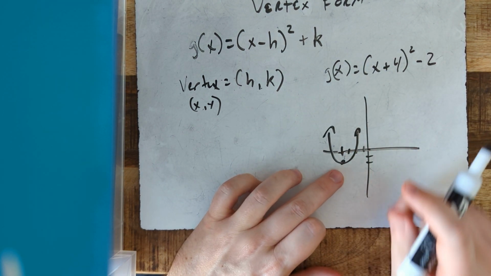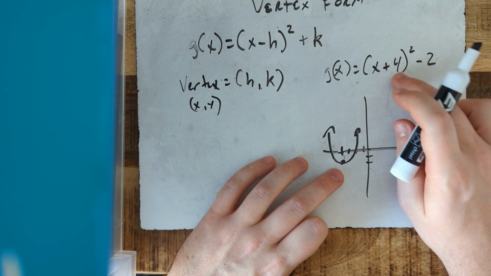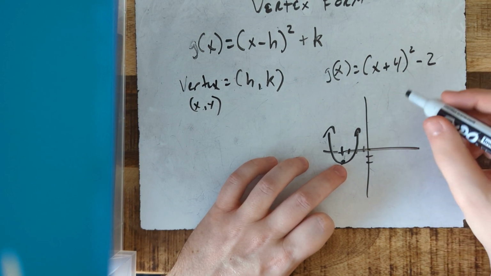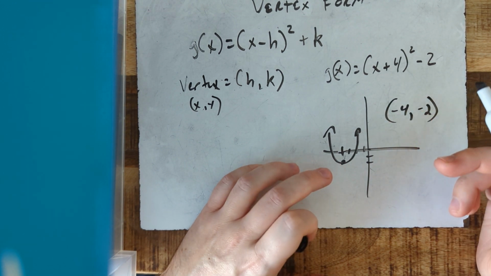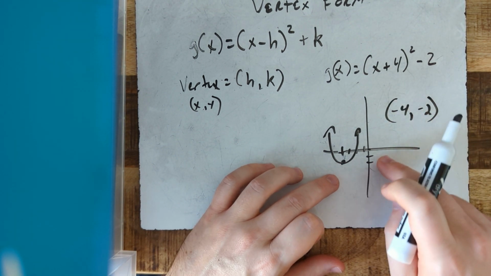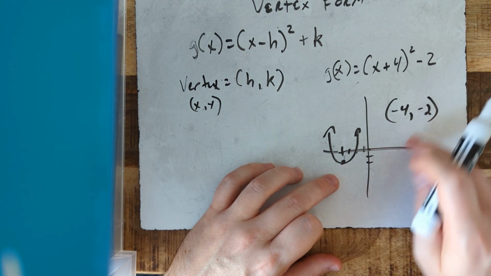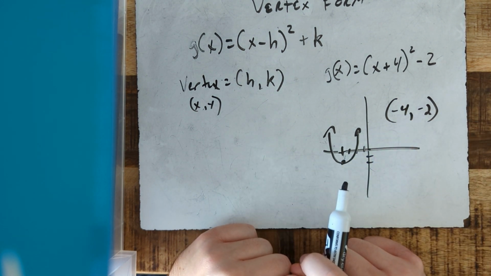So our vertex is (h, k). Our h is at negative 4, and our k is at negative 2, basically wherever it is on x and y. So your point, (negative 4, negative 2), that's our vertex there, okay?